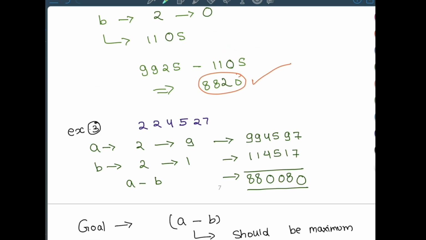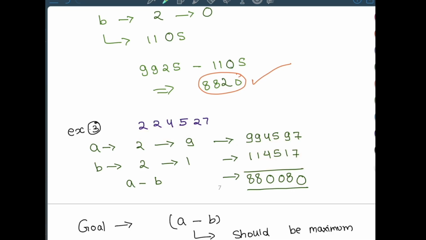Let us try to understand it with one more example. Let us say the number is 224527. To create A, what I will do is I will say replace the 2 with 9. So the number will become 994597. To create the number B, I can say replace this 2 with 1. So the number will become 114517.